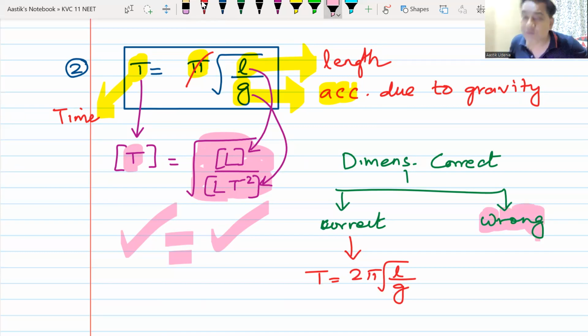So what do you say if you don't know the correct equation? You can say that, sir, this equation is dimensionally correct, but I do not know whether it is actually correct or wrong. It may be correct, it may be wrong. Here I am going to tell you the correct answer. Time period is 2 pi root over L by G. Therefore, this equation is dimensionally correct, but it is not actually correct.